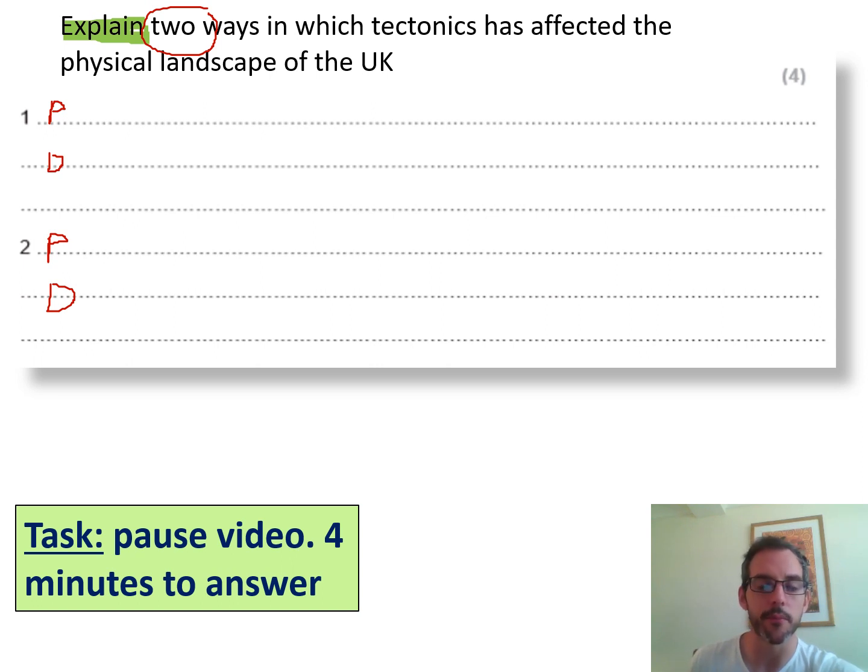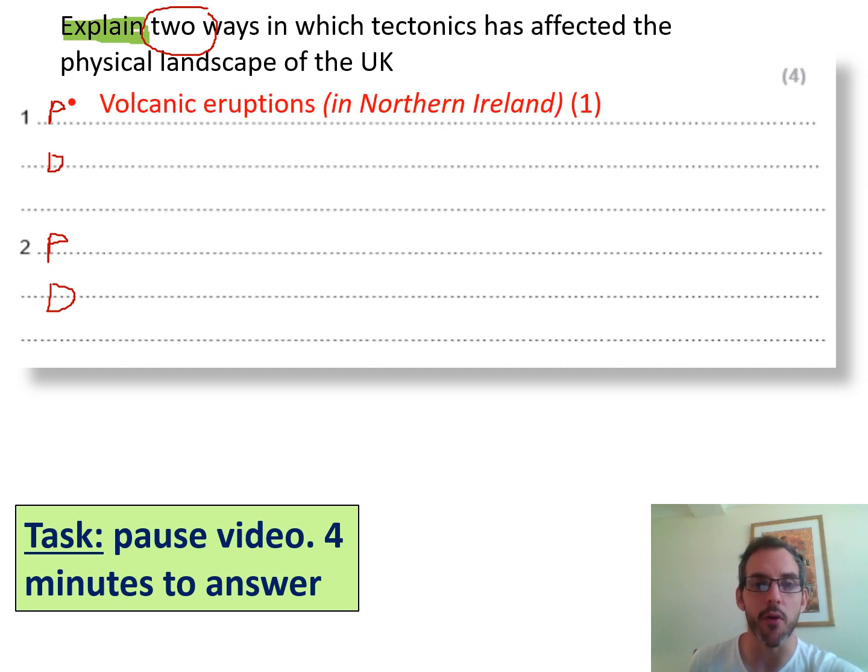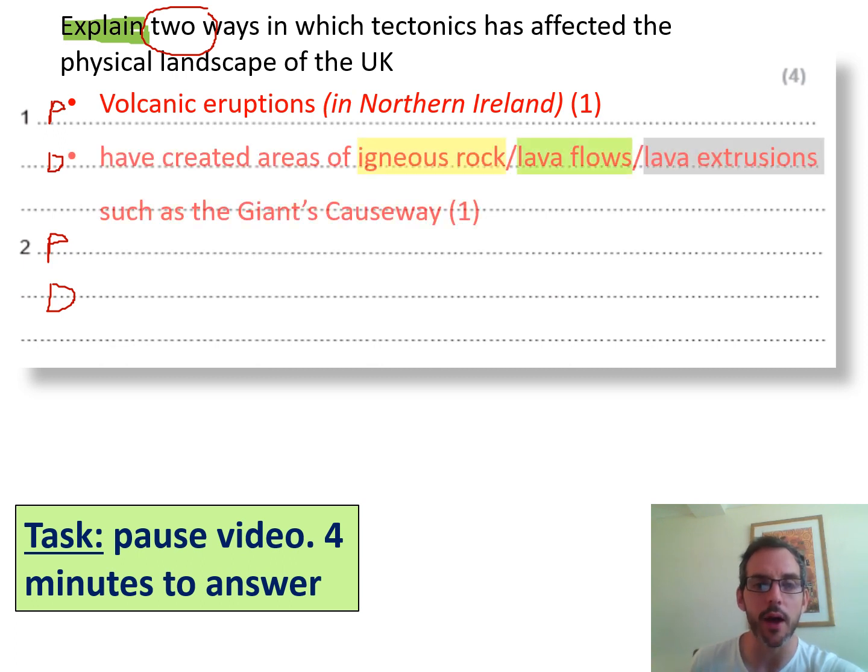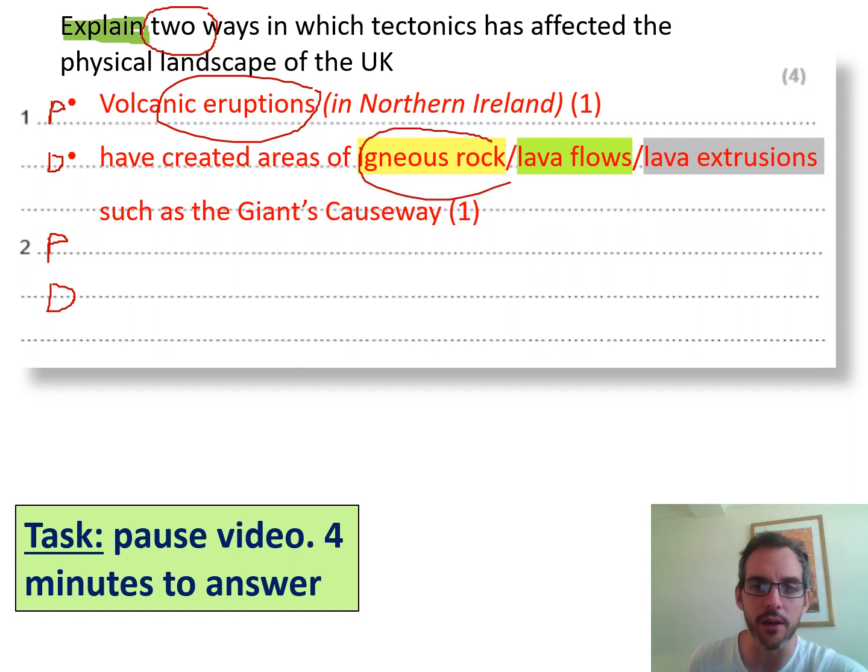Let's take a look at the answers. So what we needed to write for the first one was volcanic eruptions or volcanic activity for 1 mark. In Northern Ireland is a good location specific example, but it wasn't essential. We needed to then say volcanic eruptions have created areas of igneous rock, lava flows, lava extrusions, and you can include the example if you like, but again, it's not essential. The important bit is that you've got something about what the volcanic eruption has created. Areas of igneous rock or lava flows, either is fine.